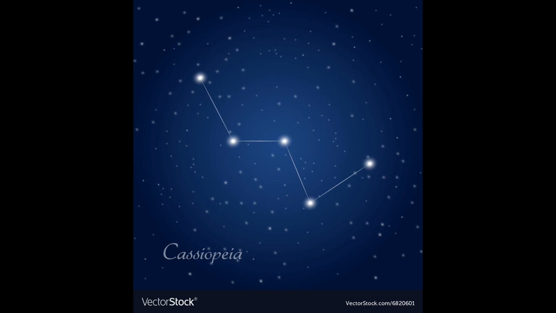Kashyapi is seen in the sky in the evening from October to December. Okay, that is about the constellations. Then next, Malayalam months and constellations.